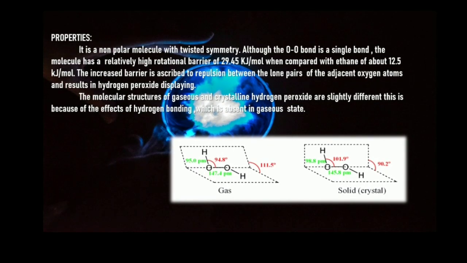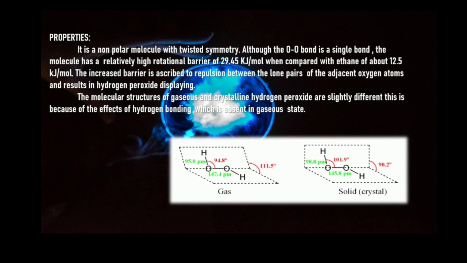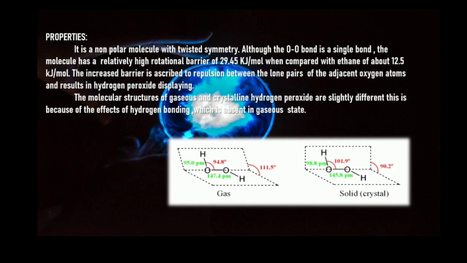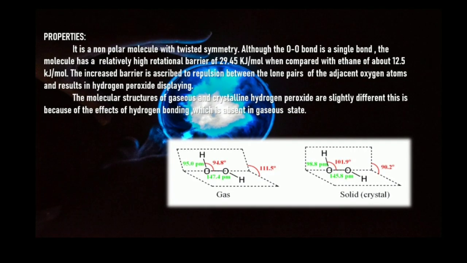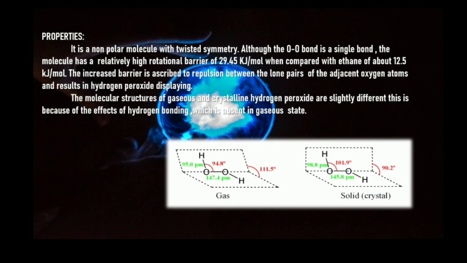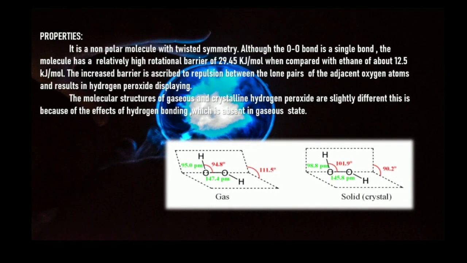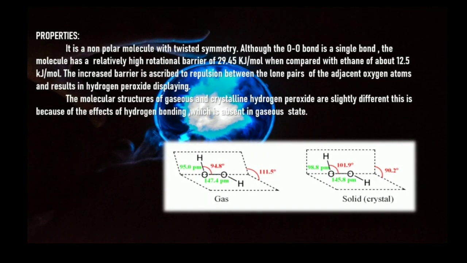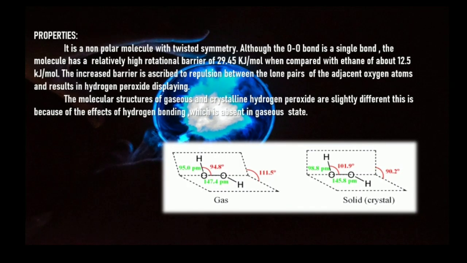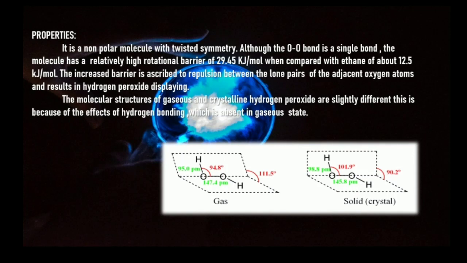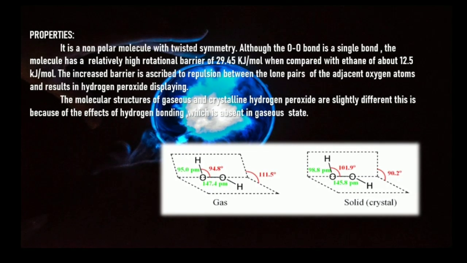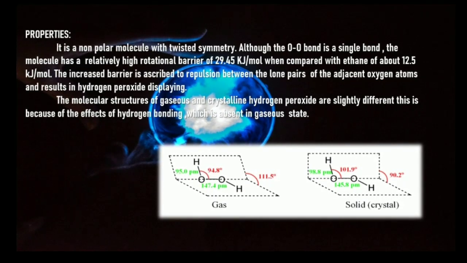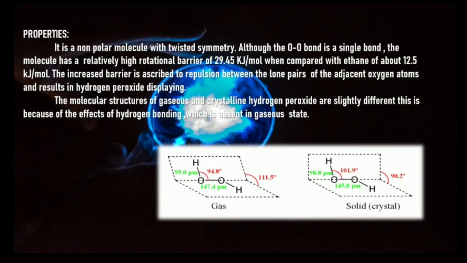It is a non-polar molecule with twisted symmetry. Although this oxygen-oxygen bond is a single bond, the molecule has a relatively high rotational barrier of about 29.45 kJ per mole when compared with ethane of about 12.5 kJ per mole. The increased barrier is ascribed to repulsion between the lone pairs of the adjacent oxygen atoms. The figure shows there is a slight difference in the molecular structure of the gaseous and the crystalline hydrogen peroxide.